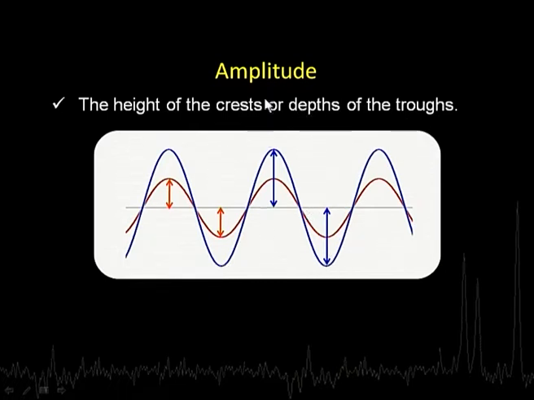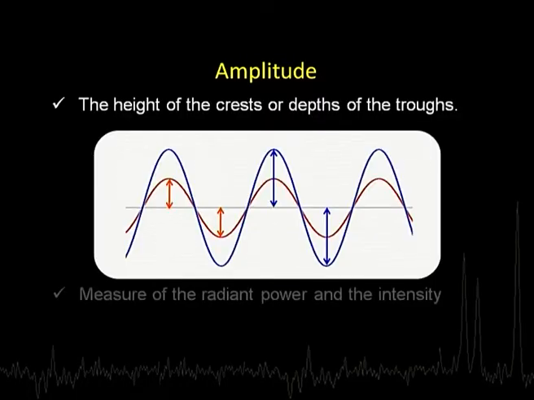Okay. So, when we talk about amplitude, amplitude basically refers to, as I said, the height of the crests. That means, if this is my reference point here, from here what is the height here? So, this is the amplitude of, say, the blue wave here, and this is the amplitude of the red wave there. So, amplitude basically refers to the height of the crest or the depth of the troughs. This amplitude is a measure of the radiant power and the intensity of the radiation.